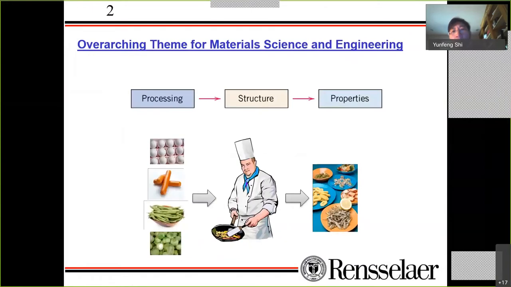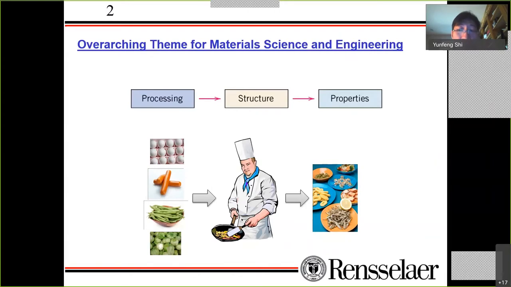So first, I want to say a few things about material science. I know most of you are probably physics majors, senior undergrad, I believe, or junior graduate students. For material science, the overarching scheme is how do we understand from processing to structure to properties.